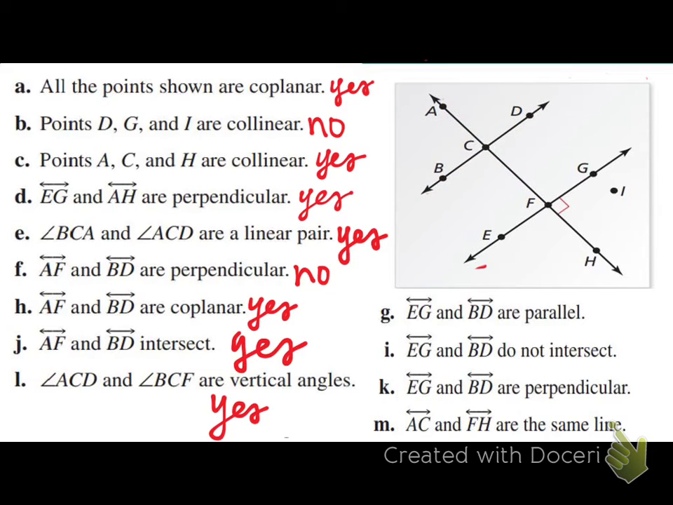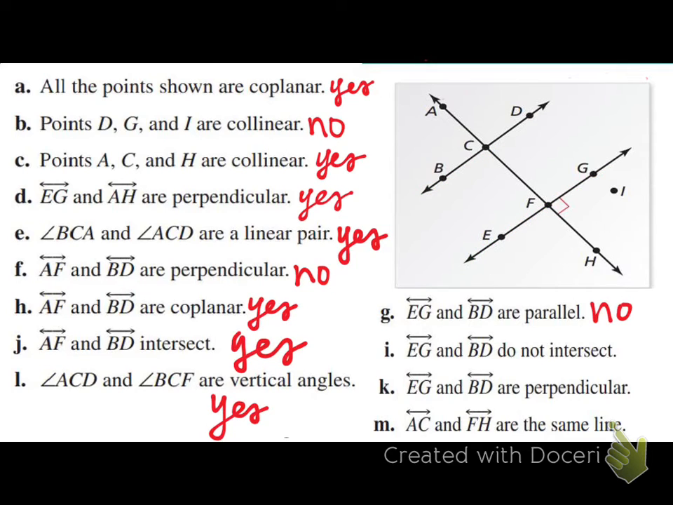All right, so going to letter G, we have EG and BD are parallel. Can we assume it? We cannot assume it, so it's no. Why can we not assume it? What would it have if they were? Little arrows or little triangles, one or the other. Little arrows or filled in triangles. But we do not have that, so it is not assumed.